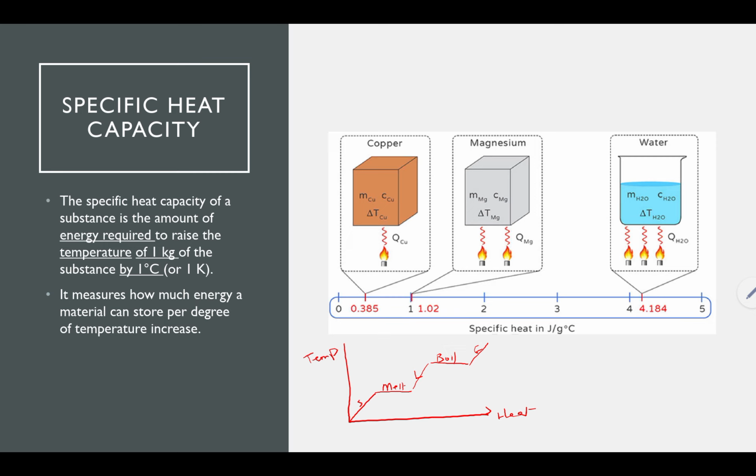Specific heat capacity of a substance is the amount of energy required to raise the temperature of 1 kilogram of a substance by 1 degree Celsius. So it measures how much energy a material can store per degree of temperature increase. So when we're talking about specific heat capacity, it's how much energy is required to raise the temperature of 1 kilogram of a substance by 1 degree Celsius.